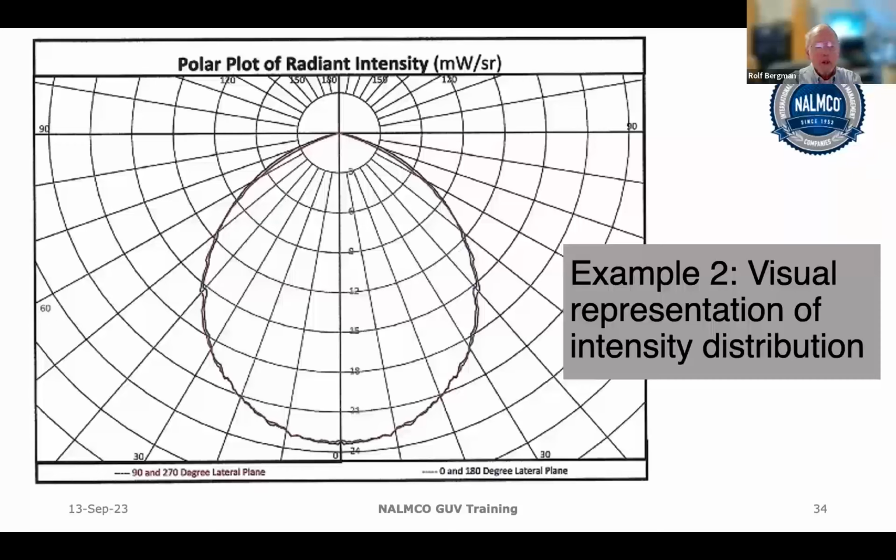If it was a circle exactly, then it would be what's called a cosine distribution. In other words, even radiance. So these are visual representations from the IES files just by plotting them in this way.